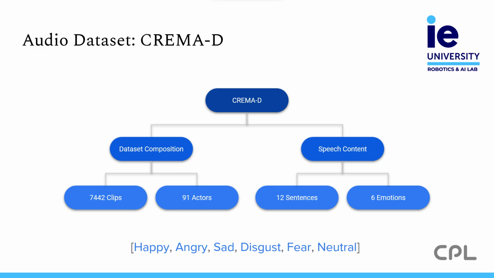In terms of the datasets used to train our model, we first have the audio dataset CREMA-D. This dataset is composed of 7,442 voice clips with 91 possible voice actors. In terms of the speech content of these voice clips, we have 12 unique possible sentences and 6 unique emotions. These emotions are angry, happy, fear, sad, disgust, and neutral.